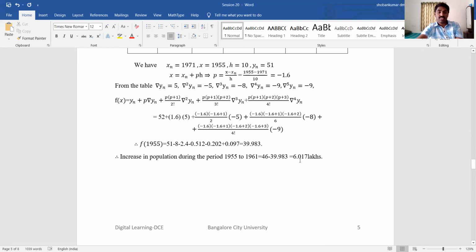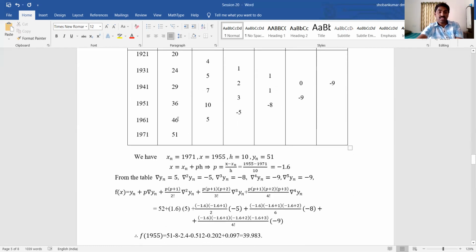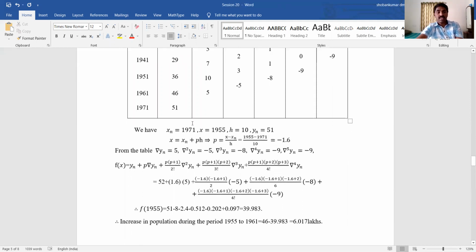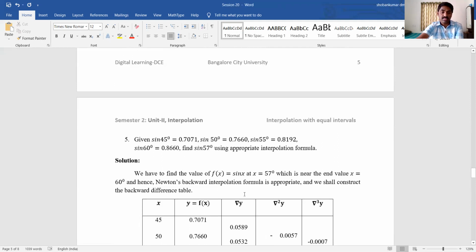The increase in population during the period 1955 to 1961 is equal to 46 minus 39.983 is equal to 6.017 lakhs. Here at 1961 we already know the population, 46 lakhs. At 1955 it is 39.983 lakhs. Take the difference, we get the increase of the population. The increase of the population during the period is 6.017 lakhs. This is the required answer.